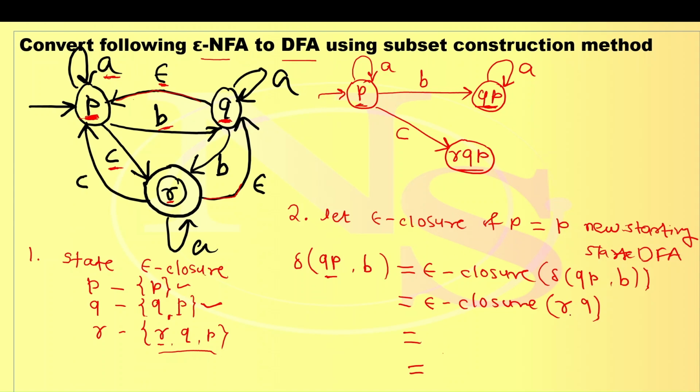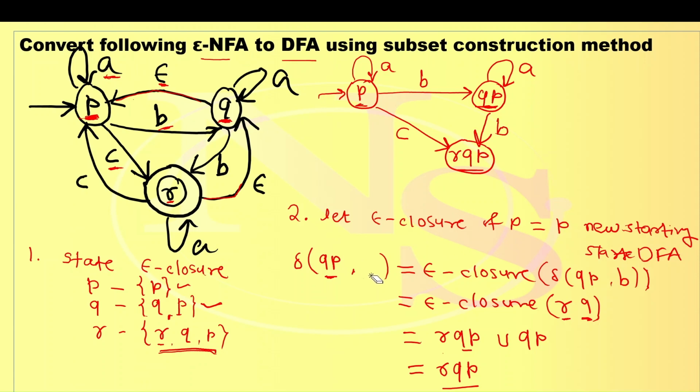So epsilon closure of RQ means epsilon closure of R union epsilon closure of Q. Epsilon closure of R is RQP, union epsilon closure of Q. What is epsilon closure of Q? It's QP. So union QP. What is common here? QP. So take it only once. RQP. So delta QP on reading B means this state reading B going to RQP. We have this RQP on symbol B.